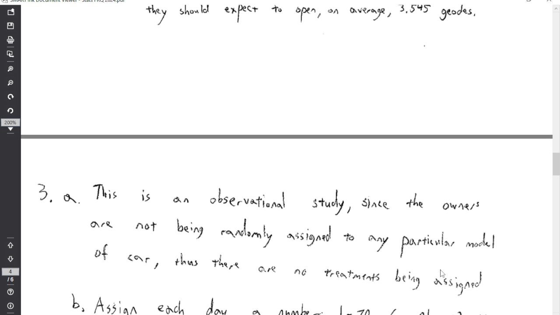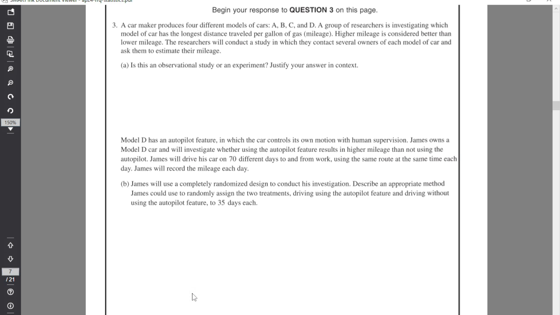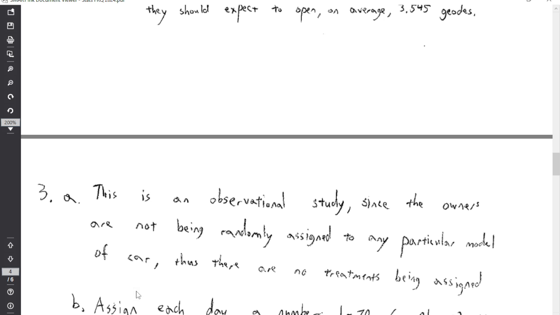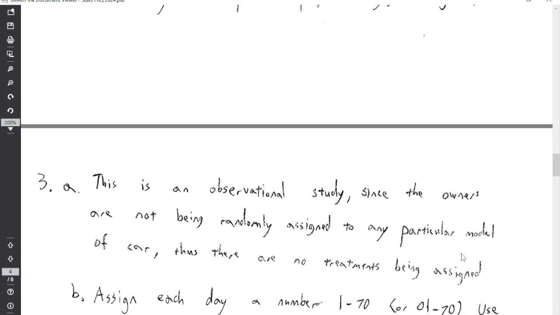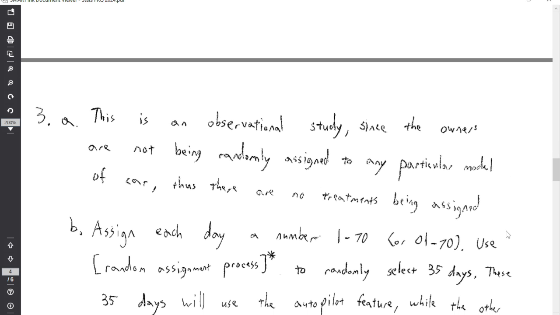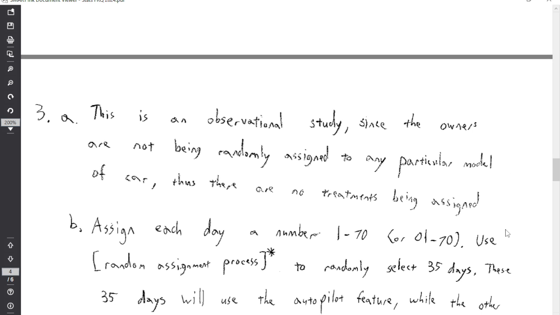Then for part B, we have someone who has model D. And so we're going to do a completely randomized design. So first off, for the days, we're going to pick 35 of the days at random. That means that we need to assign each day a number 1 to 70, or if you used a table, you need 0, 1 to 70. Then we're going to use our random process to randomly select 35 days.